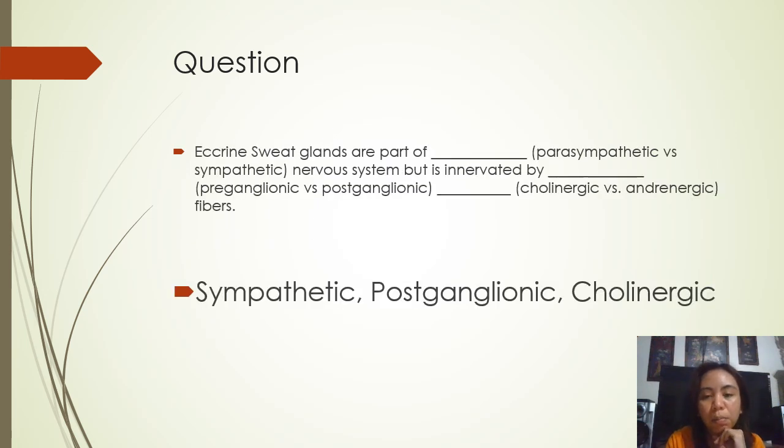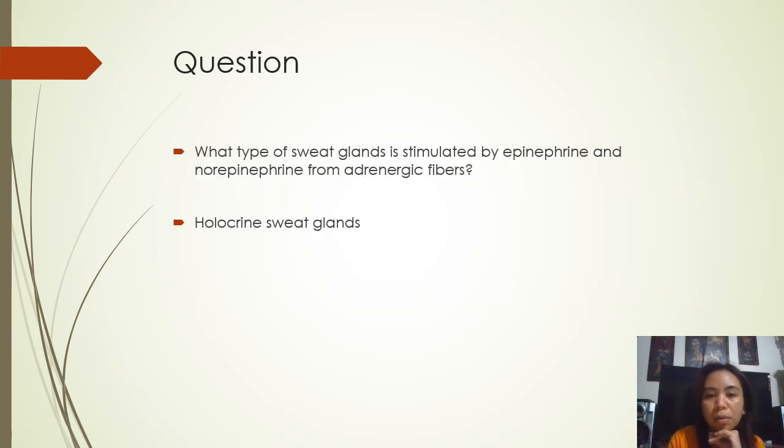Eccrine sweat glands are part of, is it parasympathetic or sympathetic nervous system? So eccrine sweat glands are part of the sympathetic nervous system. But is it innervated by preganglionic or postganglionic? And is it cholinergic versus adrenergic fibers? So it is postganglionic cholinergic fibers. So it is part of the sympathetic nerve system, but it is innervated by postganglionic cholinergic fibers.